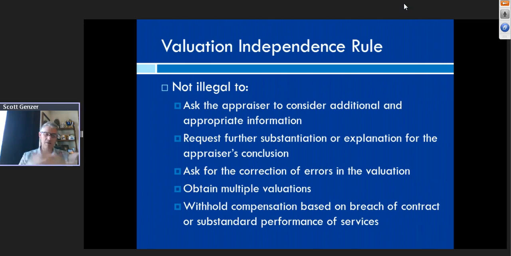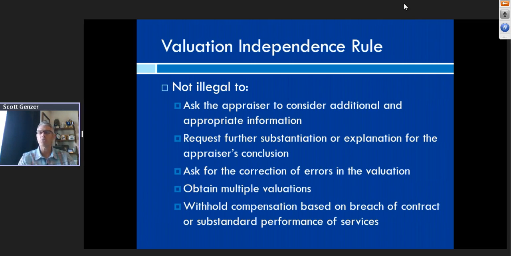The underwriter can say, I'm going to condition the appraisal. I want further substantiation or explanation for the appraiser's conclusion. Comp 3 is too far. Comp 2 has excessive adjustments. I want to replace those comps. We found some mistakes. You need to correct your errors. You know what? I don't like this appraisal at all. There's too much going on here. I want to order a second appraisal.